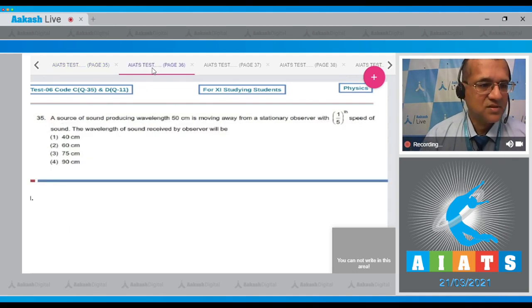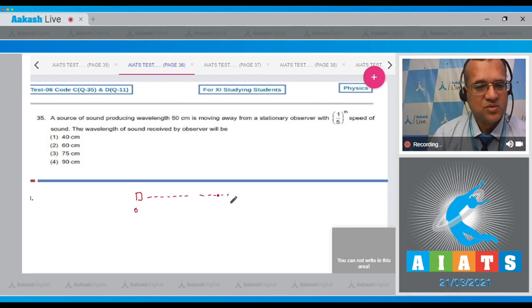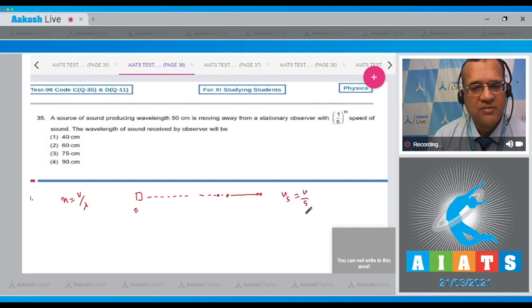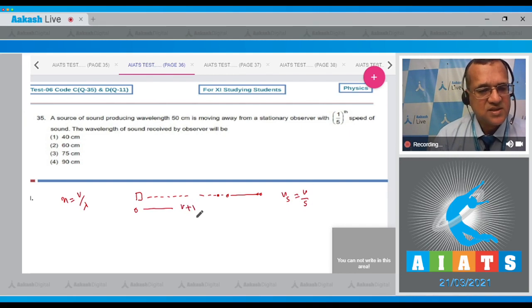The question number 35 is, a source of sound producing wavelength 50 centimeter is moving away from a stationary observer with 1/5 of the speed of the sound. The wavelength of the sound received by the observer. Now see, this was the observer and this is the source. The source is moving away and the original frequency was equal to v by lambda. When the source moves away, then the wavelength will change. It's given that the velocity of the source is equal to v divided by 5. And per second, what is this distance? This is v plus vs.